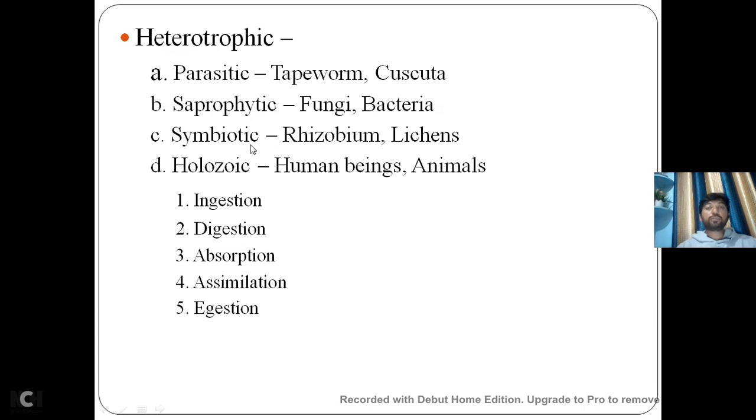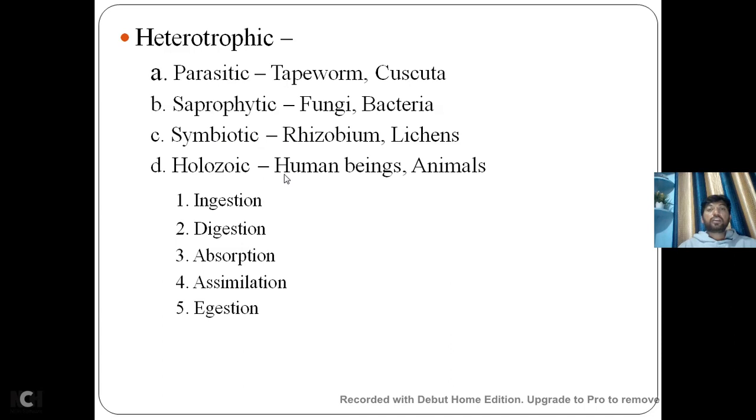Then the symbiotic type of heterotrophic nutrition. It is a type of heterotrophic nutrition in which two organisms are involved in the exchange of nutrients or products, a mutual exchange. Like you give me the food, I will give you the money. That's one type of symbiotic nutrition, mutual exchange.